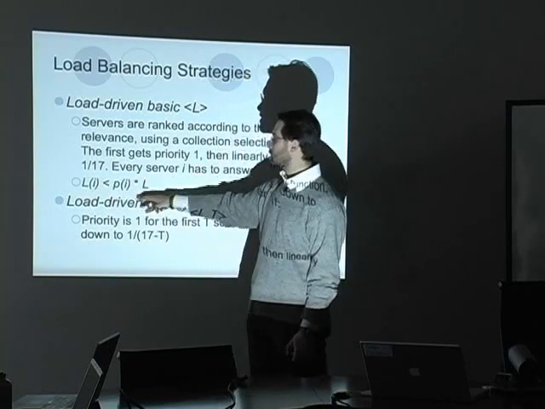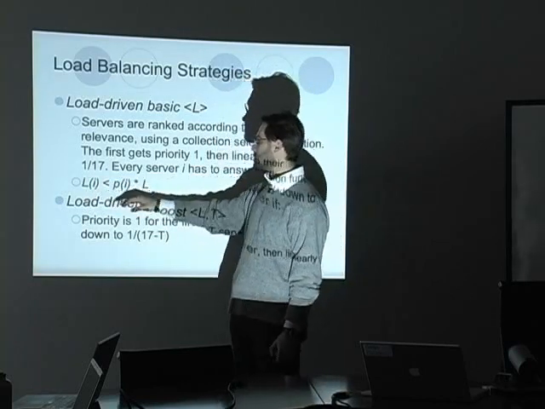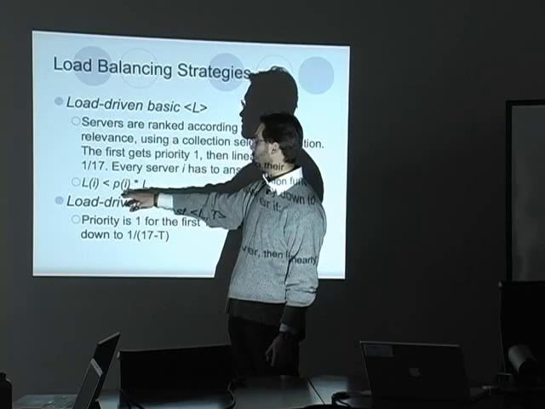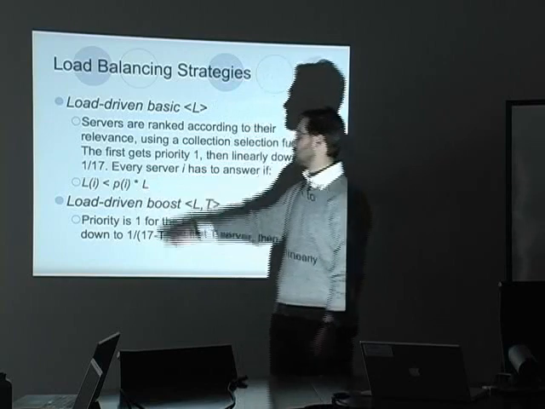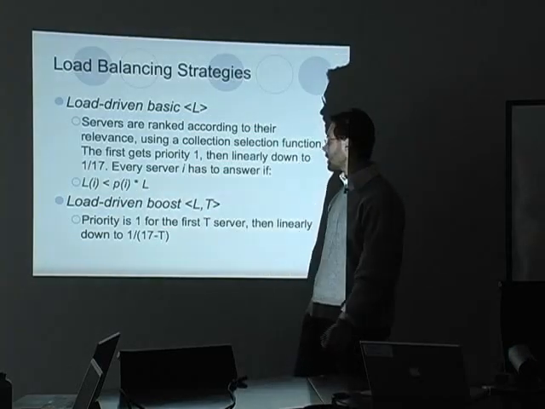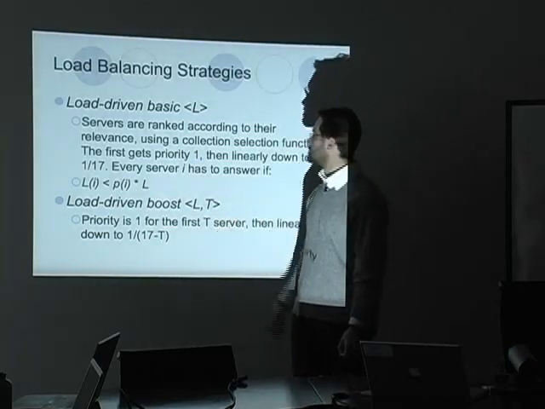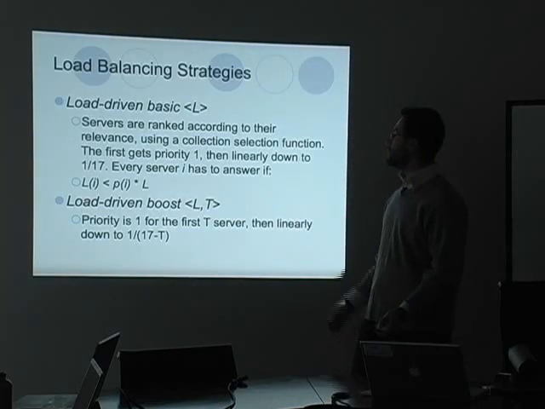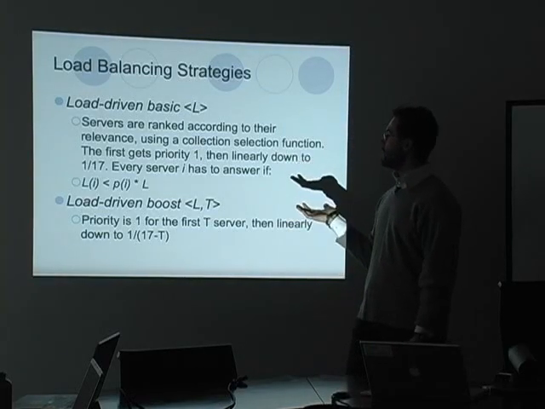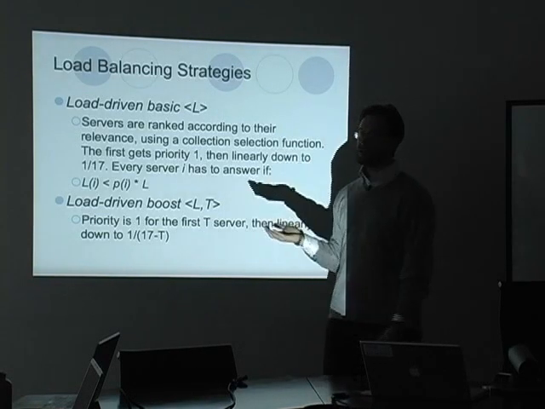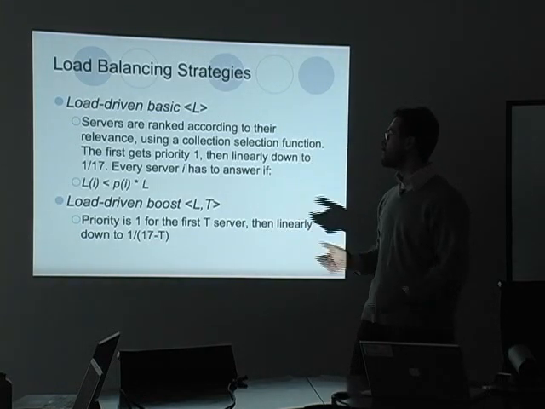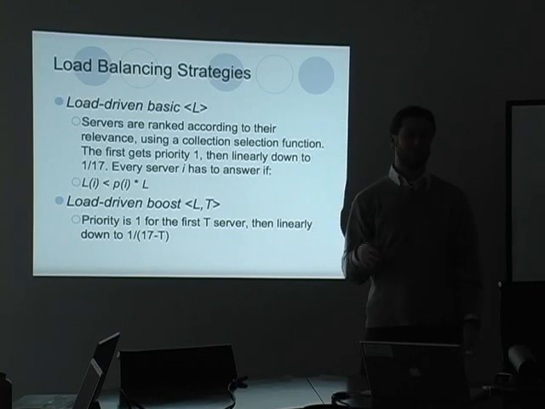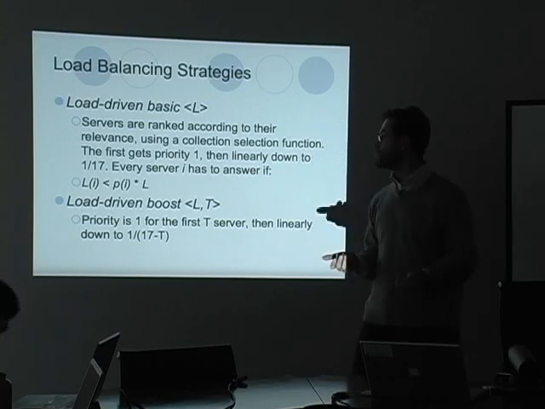When the priority is decreasing, the server will answer only if its load is smaller than the priority times the threshold. And there's a little variation that's not important. But anyway, in this configuration, a query gets answered by the most promising servers, the ones that were ranked highest, and also the servers that are at the moment idle or underutilized.